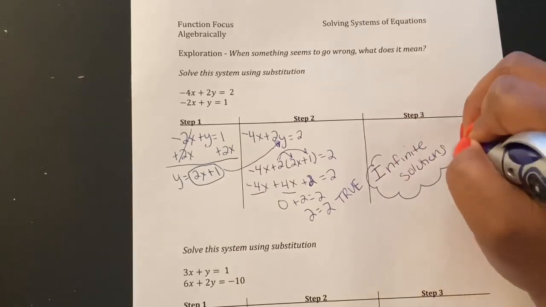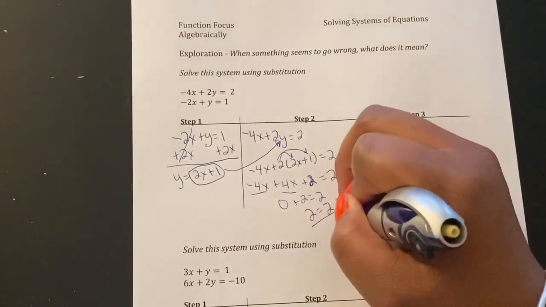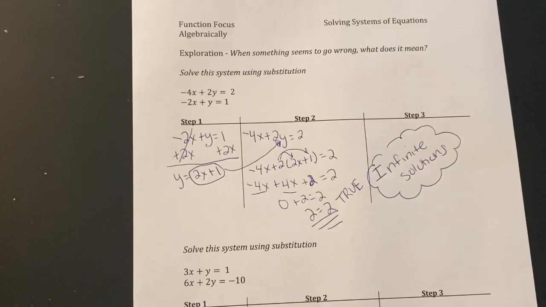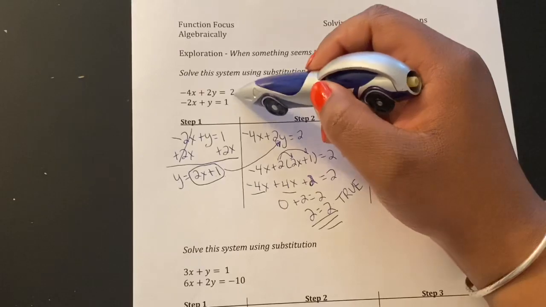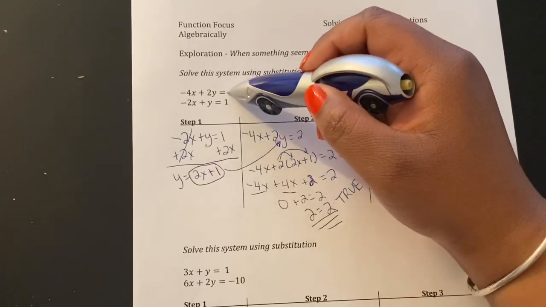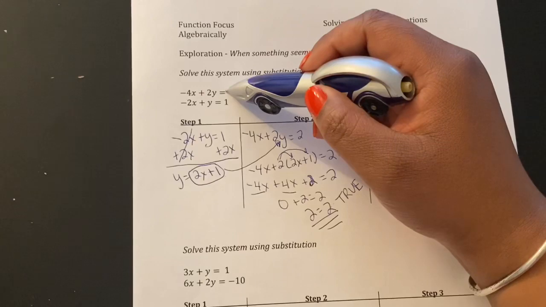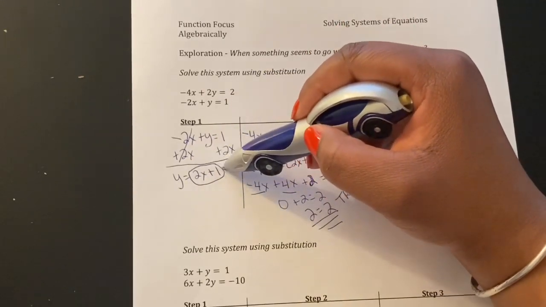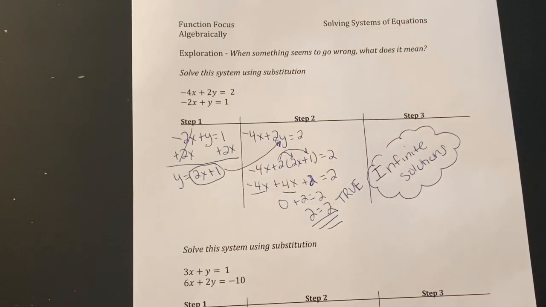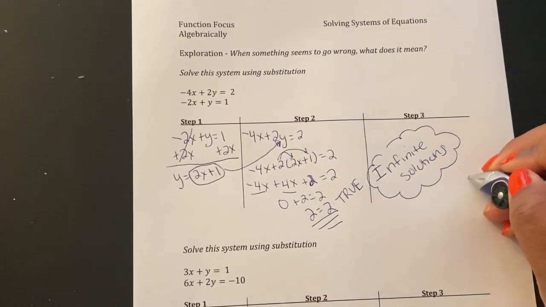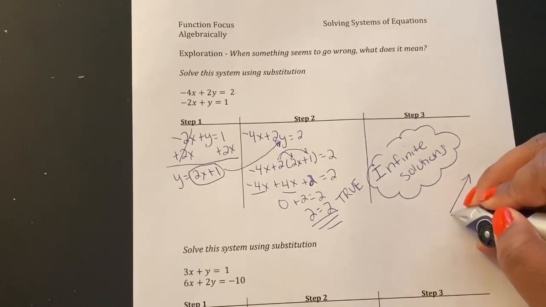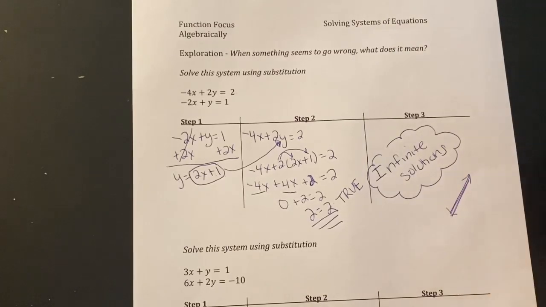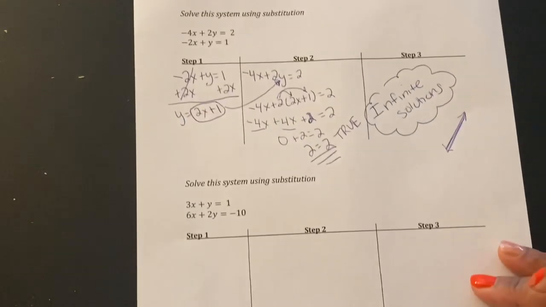This is your answer here, infinite solutions, because when you substitute it, it gave you a true statement. It means that these two equations are basically equal to each other. They are the same equation. If I was to solve this one for y, I would get the same equation out. y equals 2x plus 1. And since they are the same line, they overlap. Okay, the lines overlap like this. Therefore, they're all the same point. So it's infinite solutions.